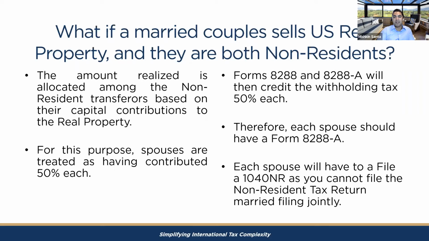8288-A forms that are completed, one for spouse number one, one for spouse number two. And then what happens is that each spouse will file their own non-resident tax return because non-residents can't file jointly. And they will report half the gain and half the withholding tax. And that's how the transaction will go through at the very end with the IRS.